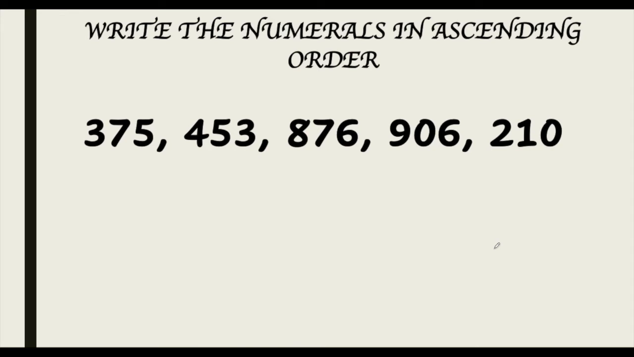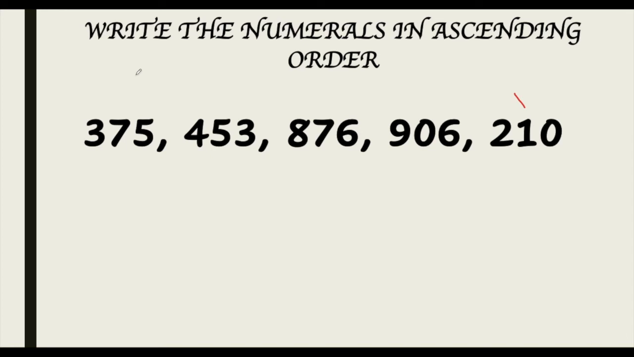So we have 375, 453, 876, 906 and 210. We have to see the numbers in the hundreds place. In 375 we have 3, in 453 we have 4, in 876 we have 8, in 906 we have 9 and in 210 we have 2. So among these numbers you have to write the smallest number first. The smallest in the hundreds place is 210 because it has 2 in the hundreds place. Let us write it as 1.